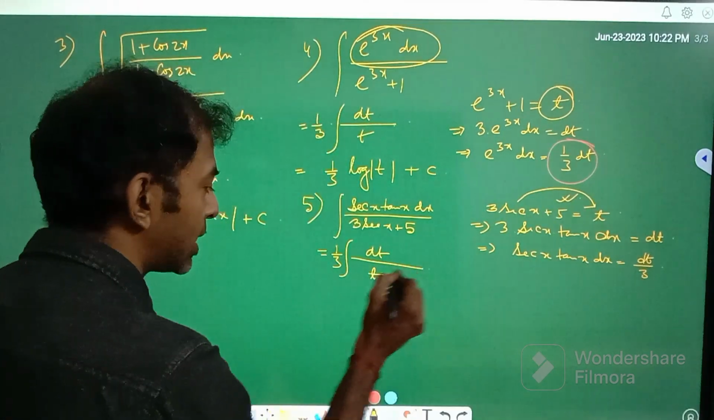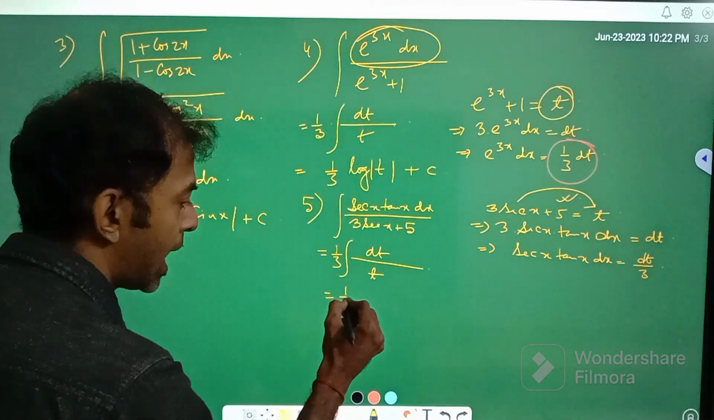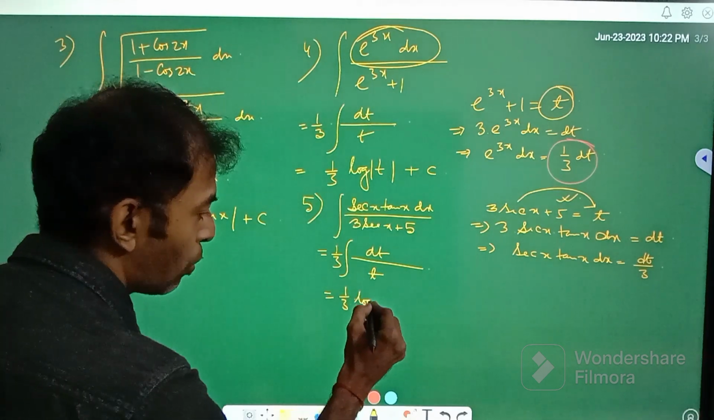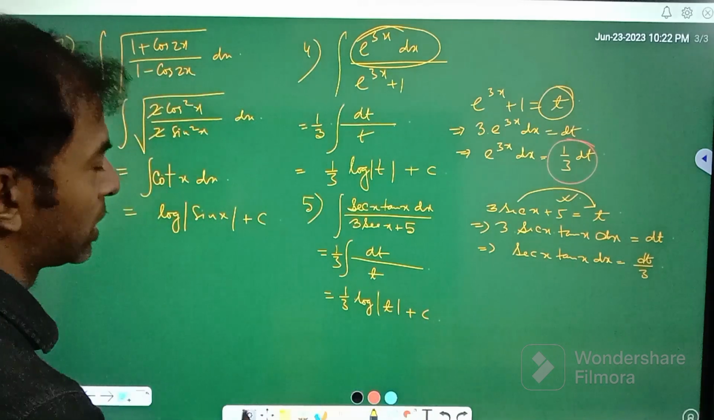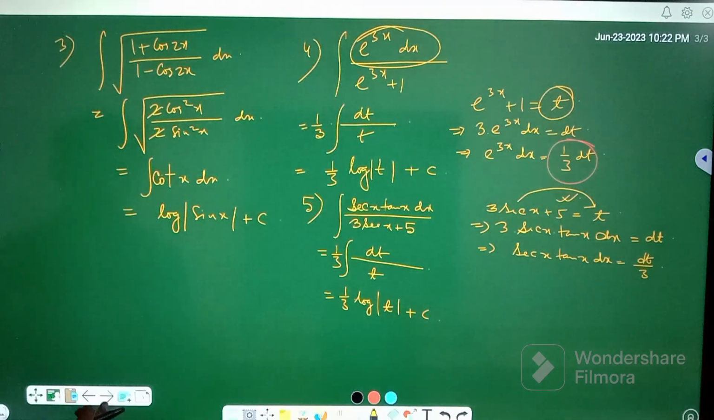So the result is 1/3 of dt by t, and hence the result will be 1/3 of log modulus t plus c, where c is our integral constant. So that's our fifth problem. After that, we will move on to the sixth problem.